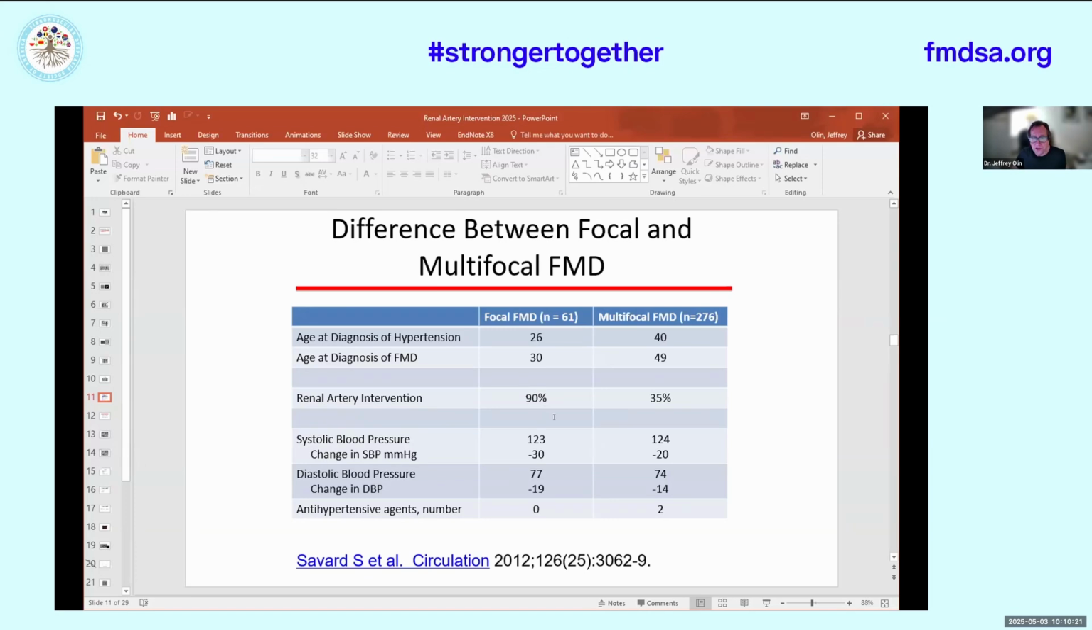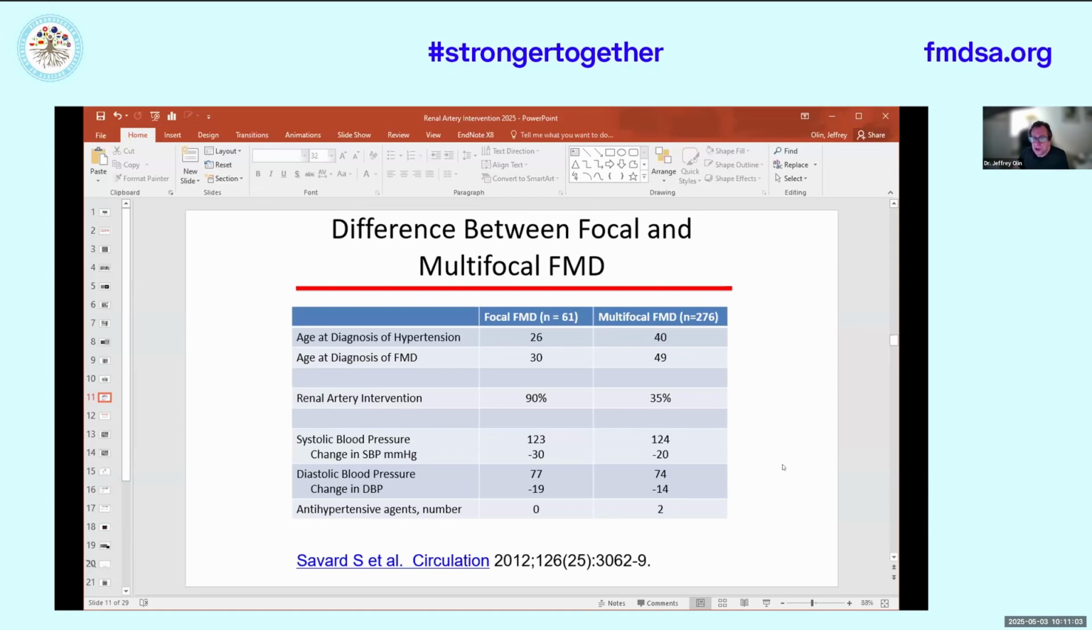So focal patients, 90% of them underwent an intervention. They had really severe marked decreases in their systolic blood pressure of 30 millimeters of mercury and diastolic of 19. So they had normal blood pressures on no medications. Multifocal FMD is different. They've had high blood pressure, many of these patients, for a very long time. So most patients who undergo an intervention do it because the blood pressure becomes difficult to control. And the cure rate with this is not even close to what we see in focal.